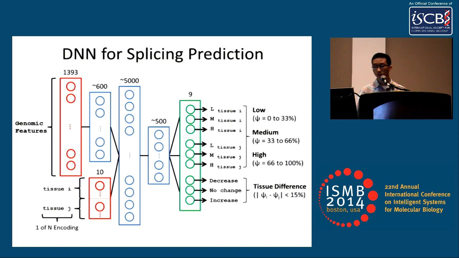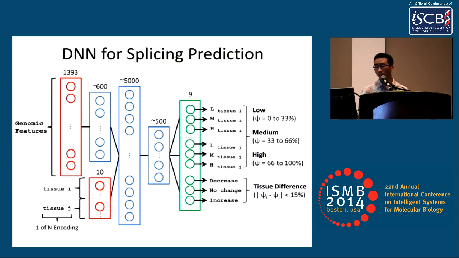And we pass it through 2 hidden layers. The numbers there indicate how many hidden units are in the model. And we predict 2 things. First, for each of the 2 tissues, we predict the absolute psi. So whether it's going to be low, medium, or high. Low being 0 to 33%, medium being 33 to 66, and high being 66 to 100% psi.